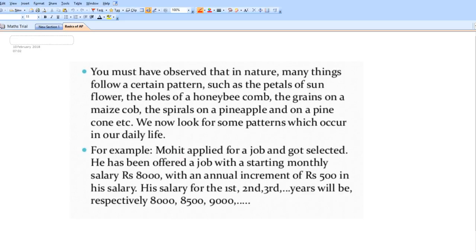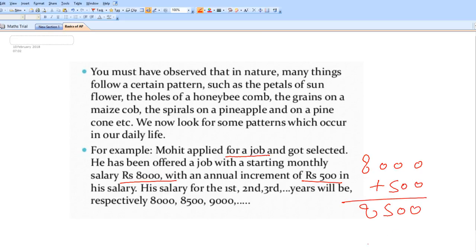For example, let's say we know a person whose name is Mohit. Mohit applied for a job and got selected. He has been offered a job with a starting monthly salary of Rs. 8,000, and he will be offered an annual increment of Rs. 500 every year in his salary. So if I know that the basic salary was 8,000 and 500 was being incremented, for the second year the salary will be 8,500. Now, on the basis of all the information I have, I can even predict the salary for the third year as 9,000. Right? So there was a constant increment in the salary of Mohit.